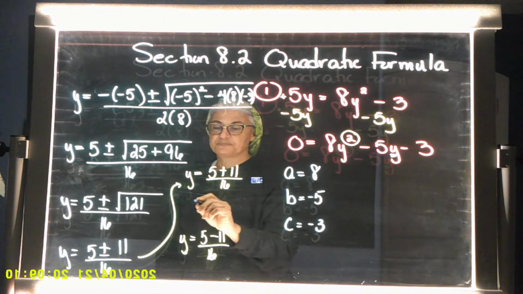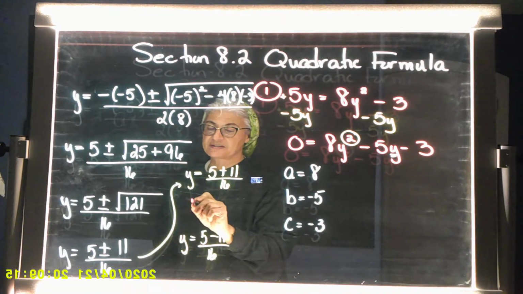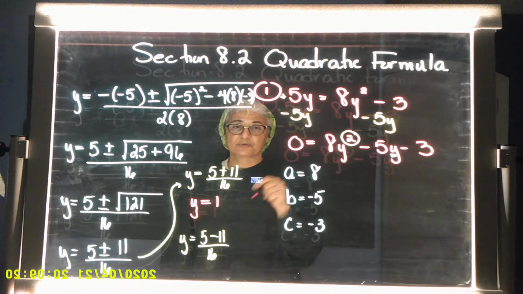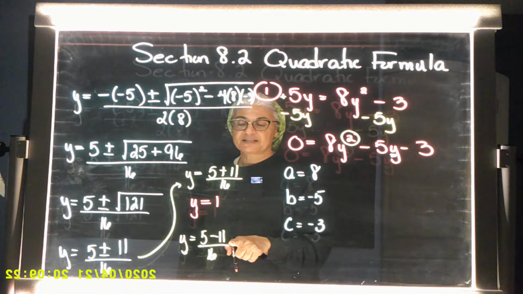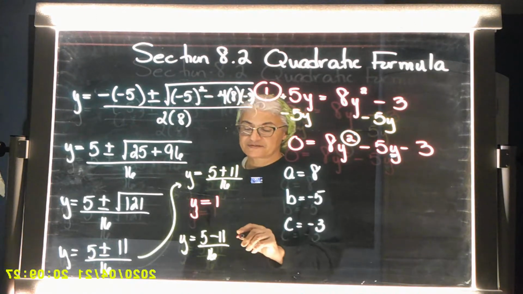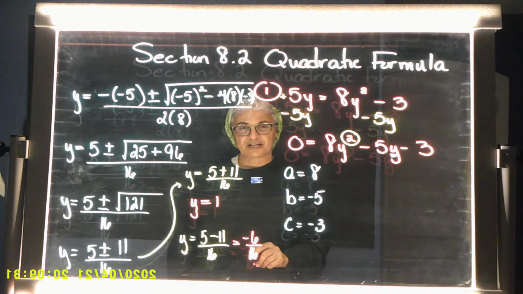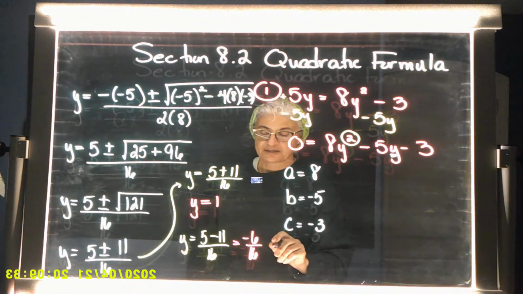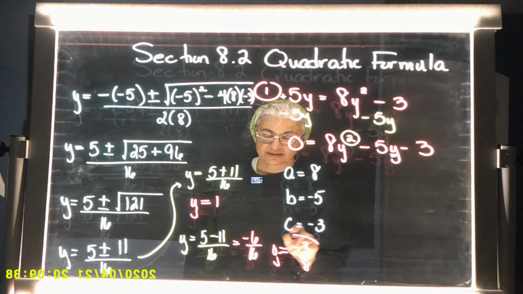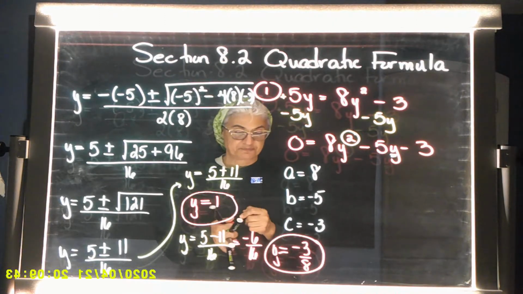Okay, so in this particular case, 5 plus 11, good, 16. 16 divided by 16, 1. Excellent. So there's one of my answers. The second one, 5 minus 11, good, negative 6 over 16. Which means I'm going to have to reduce, aren't I? Yep, so y equals negative 3 over 8. So there is one answer, and there is a second answer.